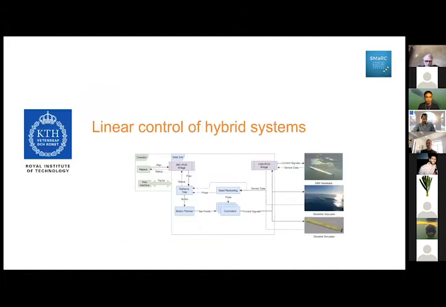So starting first with linear control of hybrid systems. Last year, we were working a lot with Sam, and we went to ASCO to do some demonstrations. And the system that we had working at ASCO in the end is a hybrid system, and the control strategies that we developed were linear. So I'm going to talk a bit more on how that works now.